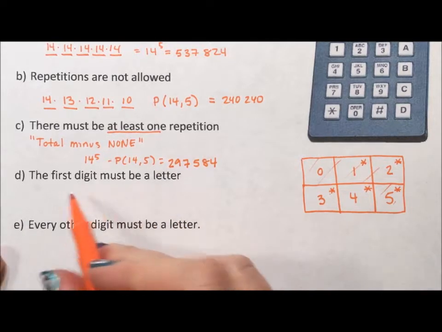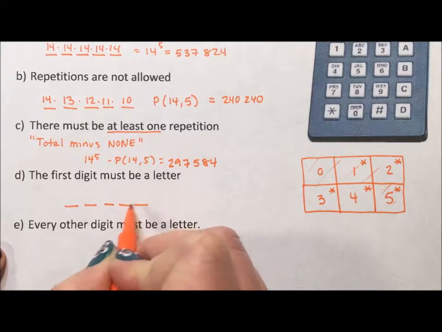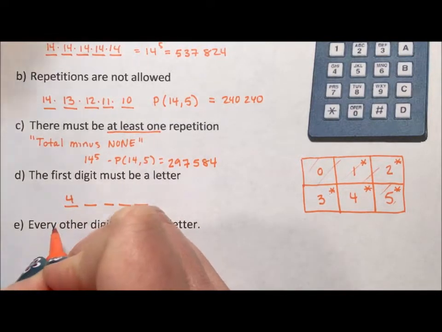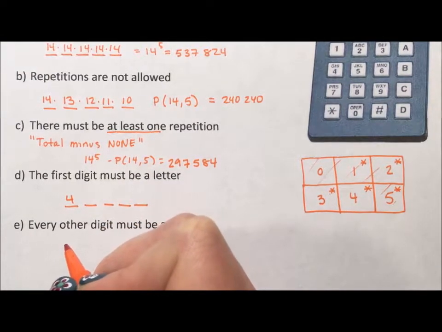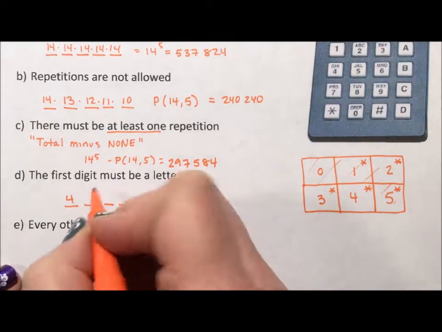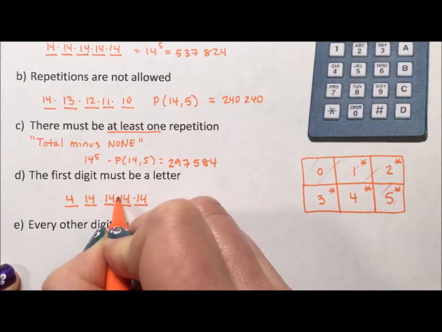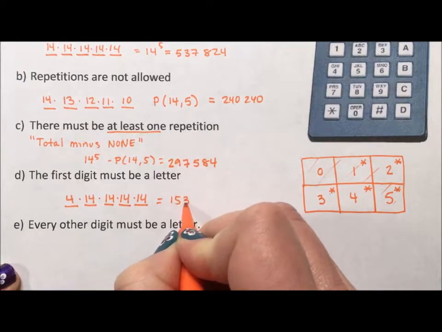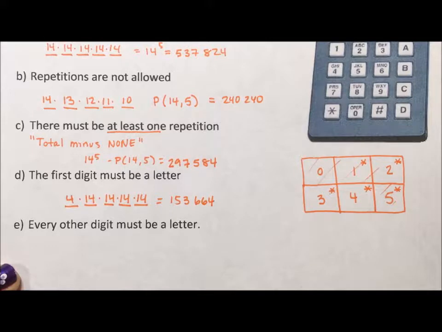Okay, what if the first digit must be a letter? So again, we have a 5-digit code. The first digit must be a letter, so that means there are 4 options for the first digit, the A, the B, the C, the D. And then for the next 4 digits, again, we have 14, 14, 14, and 14, and we're multiplying this all together. And we end up with 153,664 codes for that one.